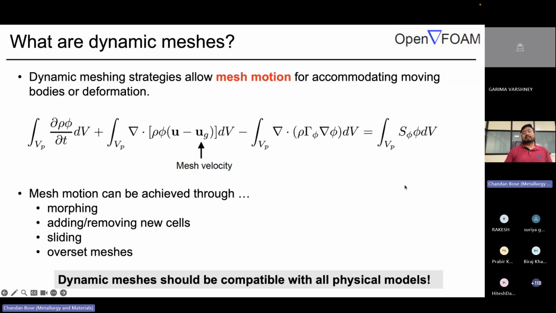So the key takeaway from this slide is that these dynamic mesh algorithms are not actually restricted by any physical models, which means that if you want to solve a heat transfer problem or multiphase problem or fluid structure interaction problem, your dynamic meshing strategies should be compatible with all these physical models. So they are model free in that sense.